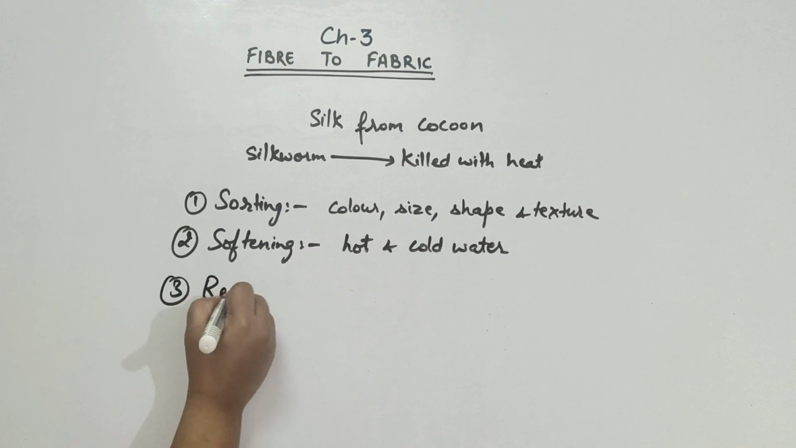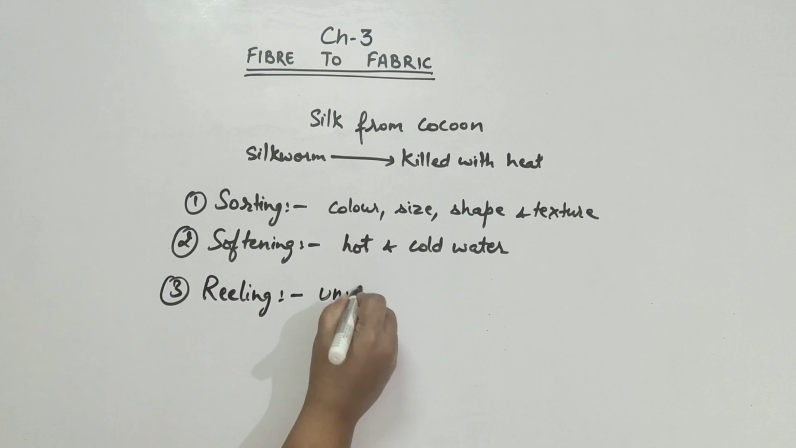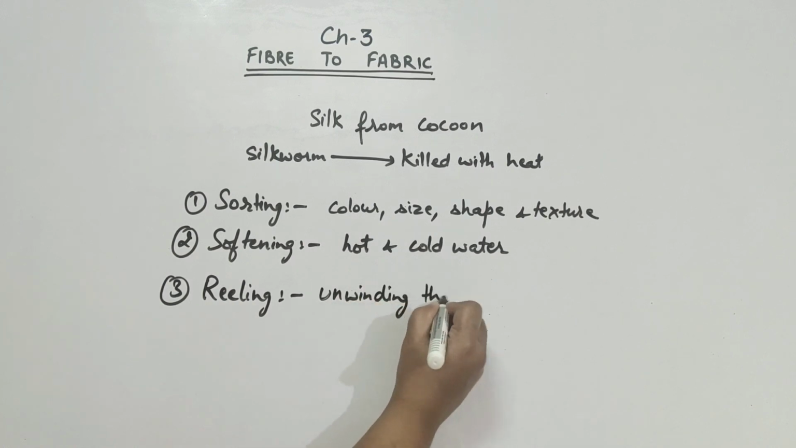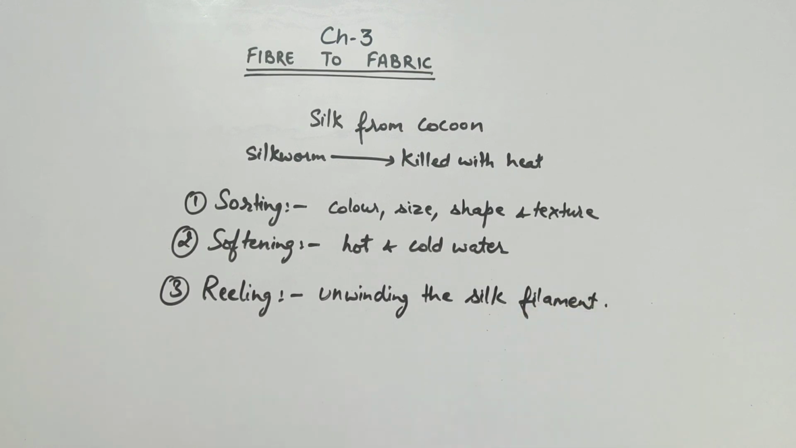And then we have reeling process. This is the process of unwinding the silk filament. The silk at this stage is called raw silk. A yarn can now be formed by combining several threads of silk. The reeled filaments are then packed into bundles and are transported to silk mills for weaving. This is how we get silk fabric.